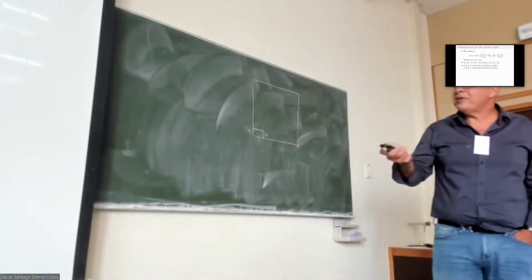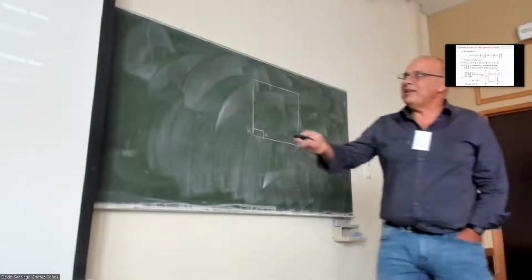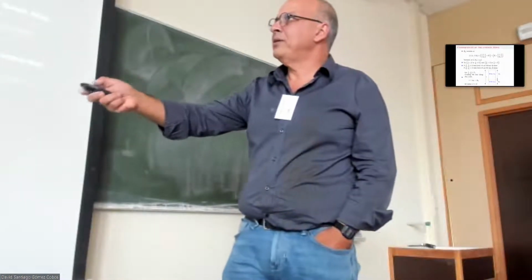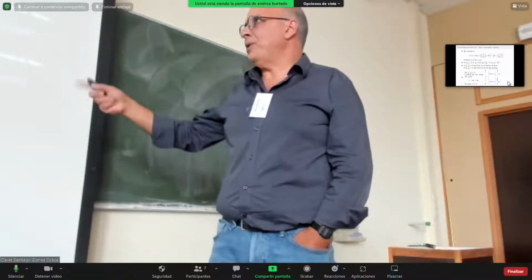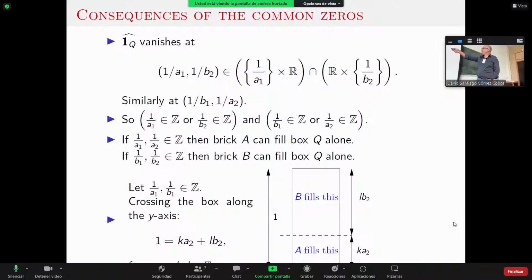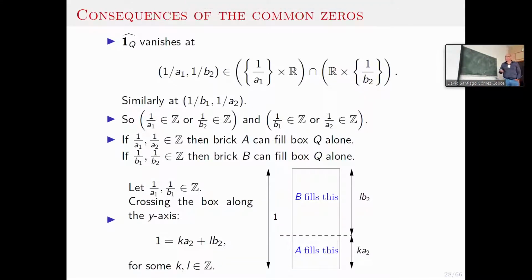But other cases are also possible. Let's take this one, which is indicative of the other one too. Suppose this is true and this is true. 1 over A1 and 1 over B1 are both integers. Then I claim this is true for some integers K and L. How do I do this? Okay, 1 over A1, 1 over B1 are integers.